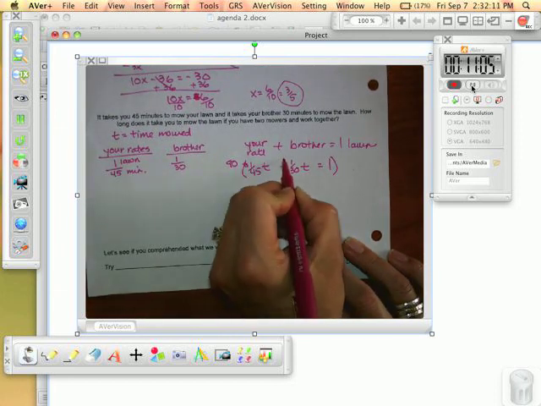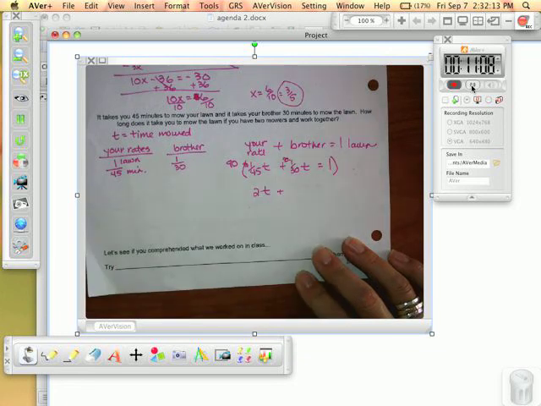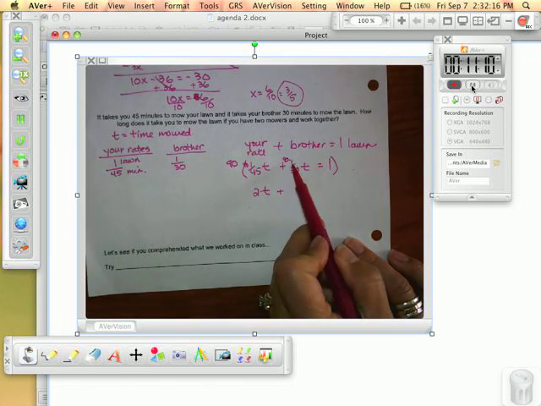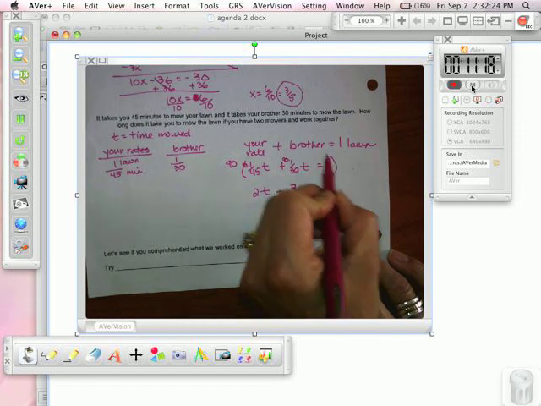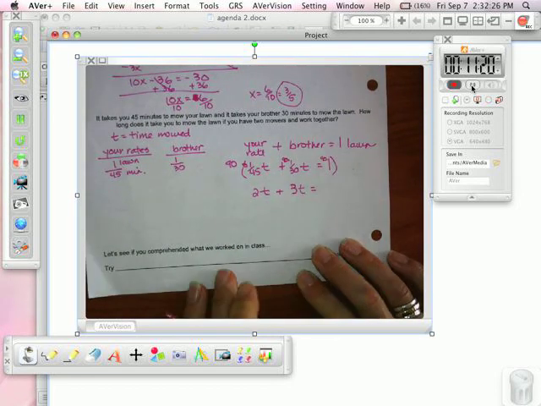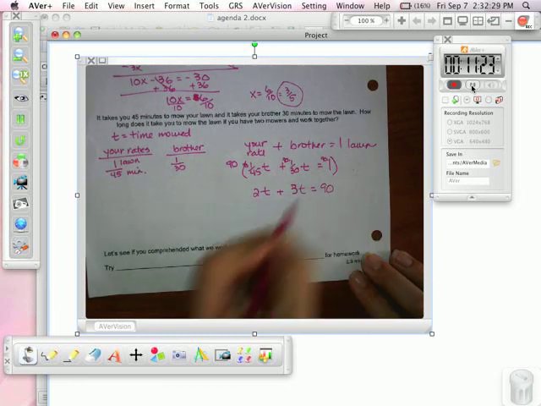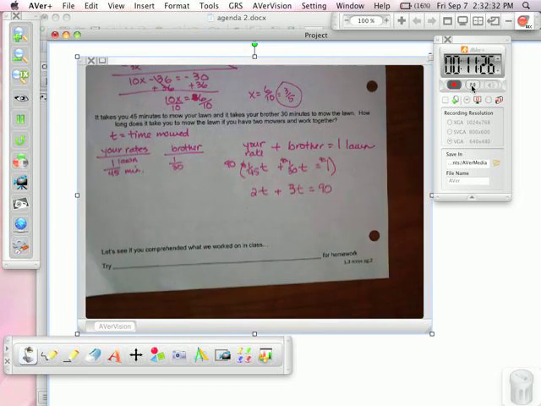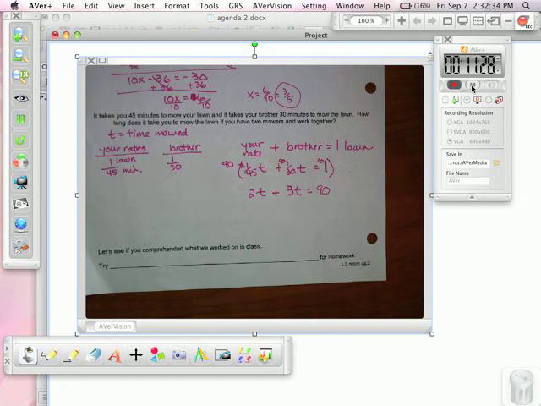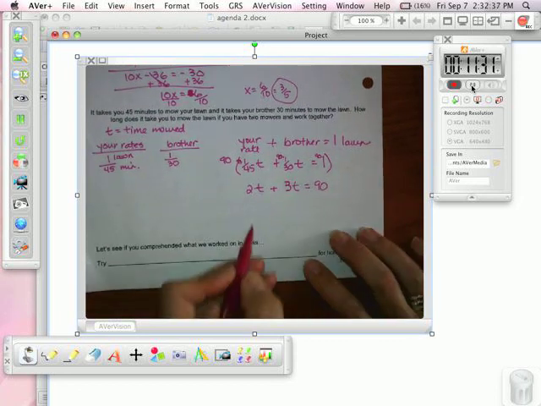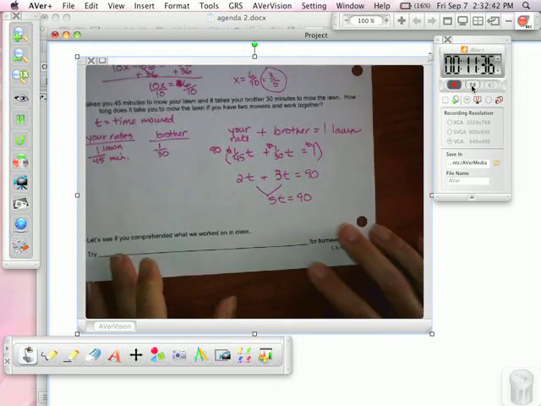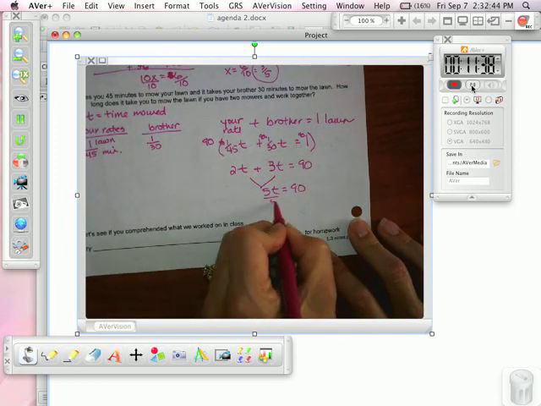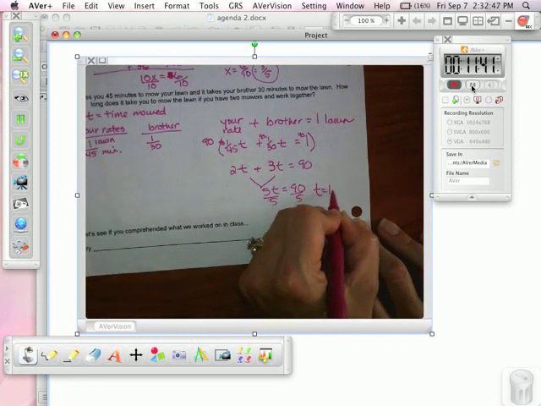Plus, I'm going to multiply this fraction by 90. 90 times 1 is 90, divided by 30 is what? Oh, much better. But then you have to definitely multiply the last number by 90 as well. Would you rather work with that equation than that equation? Yeah. Absolutely. And it's perfectly legal. Okay? So then we combine these. We get 5t equals 90. Divide by 5. T equals 18.